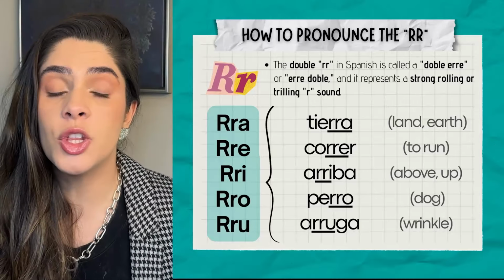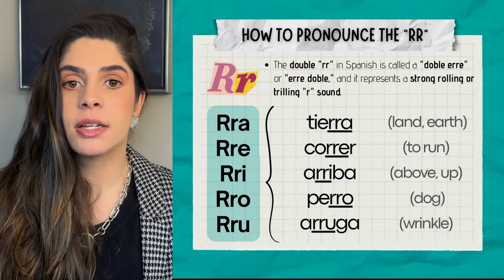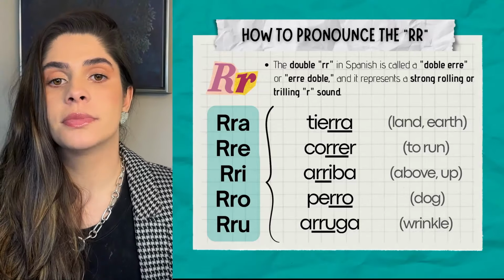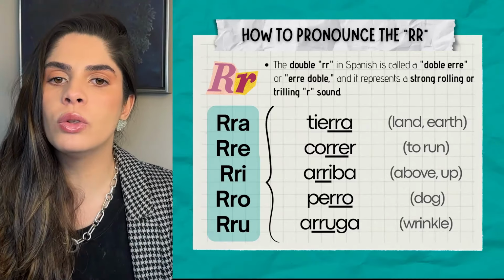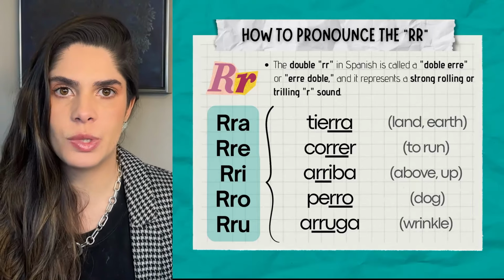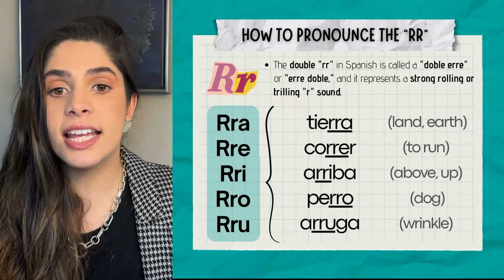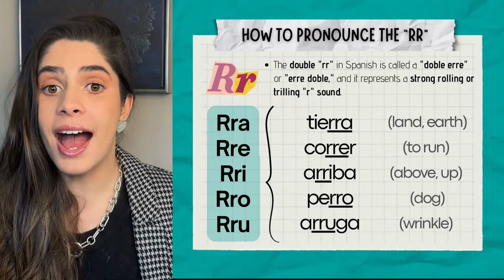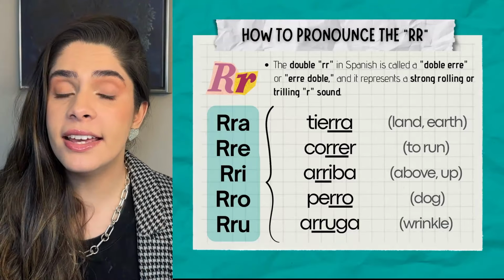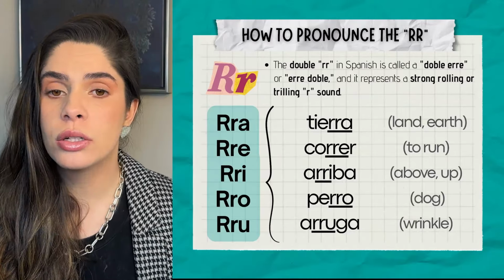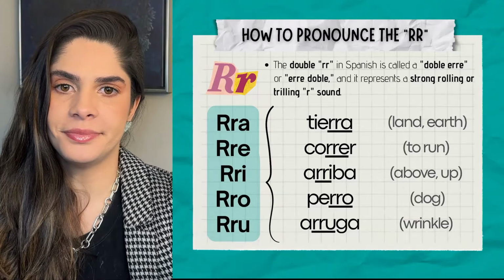How to pronounce the doble R? The doble R in Spanish is called doble R or R doble. And it represents a strong rolling and trilling R sound. Rrr, okay? Ra, re, ri, ro, ru. Ra, tierra. Re, correr. Ri, arriba. Ro, perro. Ru, arruga.